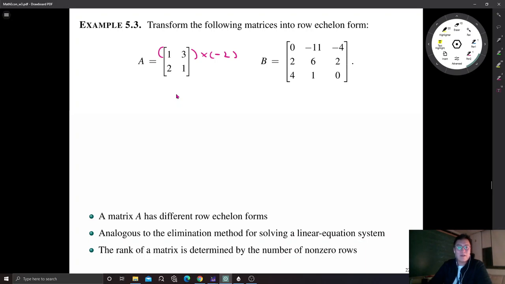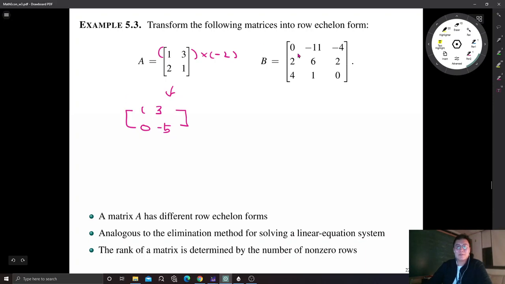Then we are going to have 1, 3, and then 0, negative 5, because 3 times negative 2 is minus 6, and 1 minus 6 gives us negative 5. Now we have 0 in the second row, so we have 1 leading 0 in the second row. That is an echelon form.